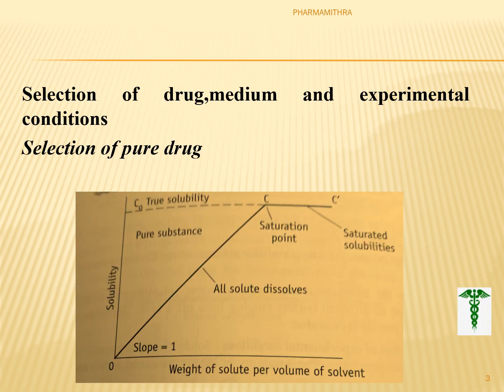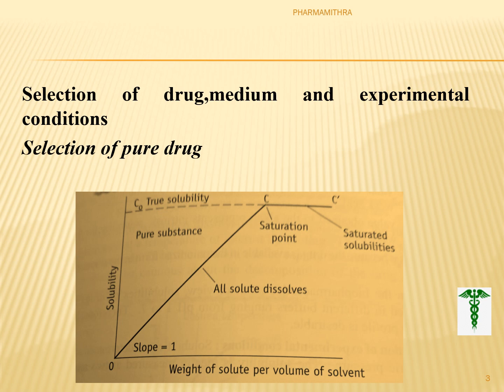The first step includes selecting a drug, then the medium and experimental condition. For selecting a pure drug, first we want to ensure that the drug is in a pure state. If it is in a pure state, we can get a plot like this. If you plot solubility on the y-axis and the weight of the solute on the x-axis, we will get a straight line like this if the drug is in a pure state.